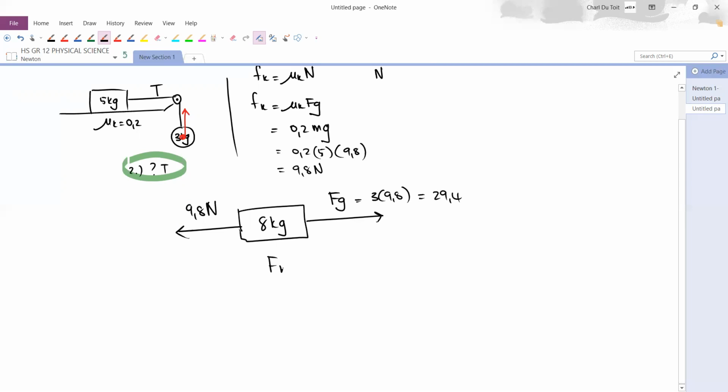So the net force on this block system, not on the block, but on the block system, is 29,4 minus 9,8. Are you with me? Yes. And that is 19,6. So F net equals MA. The net force is 19,6. The total mass of the system is 8 kg, and I want to determine the acceleration. I'm going to divide that by 8, and then I get 2,45.